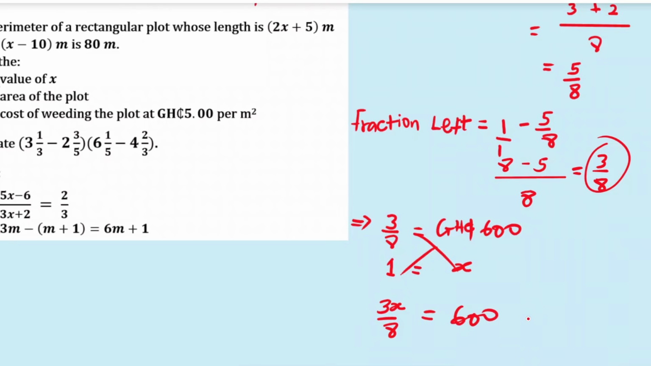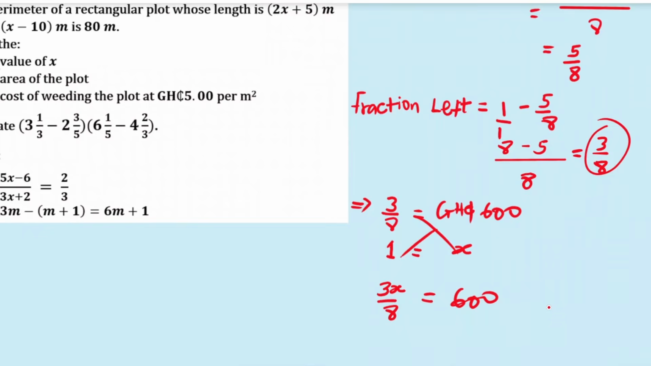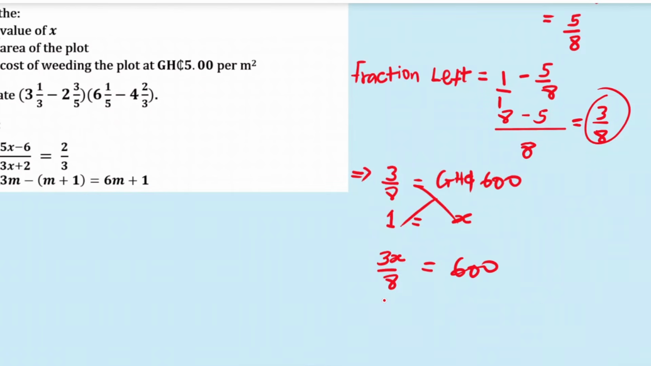So at this point, what do we do again? We can just multiply through by the LCM, or we can do another cross multiplication. This is also over 1, so we can do another cross multiplication, or we just multiply through by the LCM. So anyway, we're going to get the same answer. So that will give me 3x equal to 8 times 600.